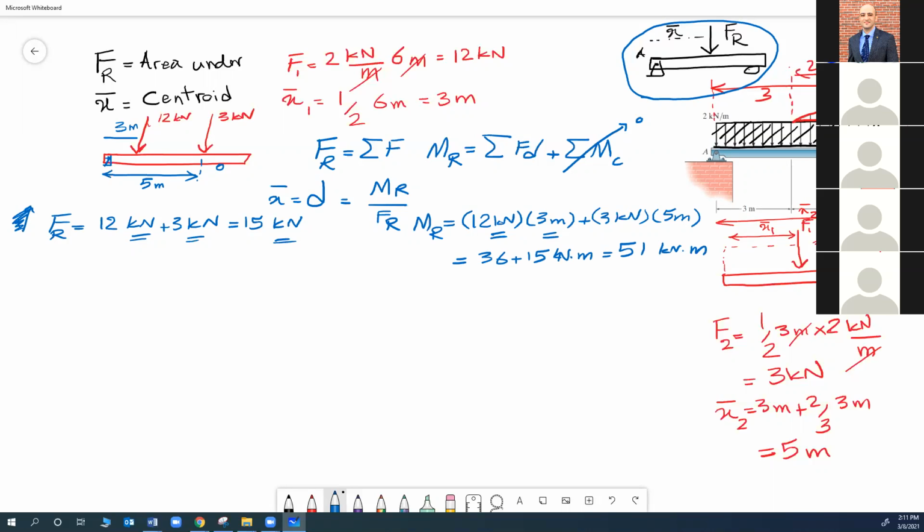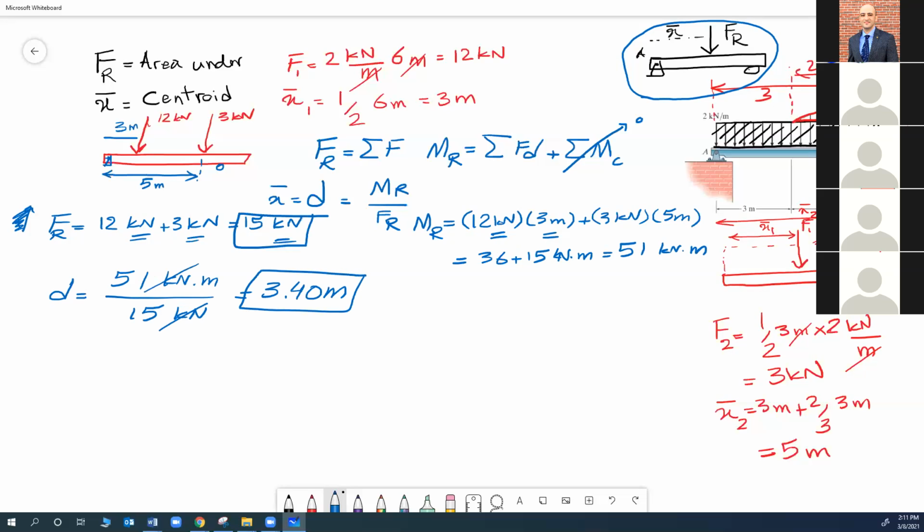Okay. So distance D that we are looking for is going to be 51 kilonewton meters divided by my FR, which was 15 kilonewtons. This one cancels this one. So it makes sense, right? I'm looking for a distance and it's going to give me meters. Okay, so goal 1 achieved. I replaced that distributed loading by just one force located at a distance.